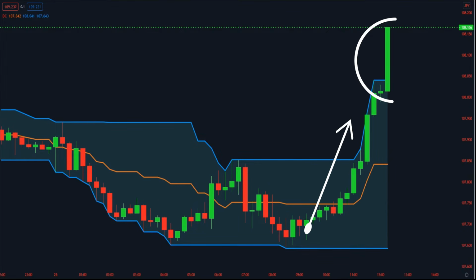If you think in terms of supply and demand, when the price is crawling along the upper Donchian channel without departing too far away, it means there are lots of buyers trying to push the price higher. This eventually leads to the sellers capitulating once the breakout happens.